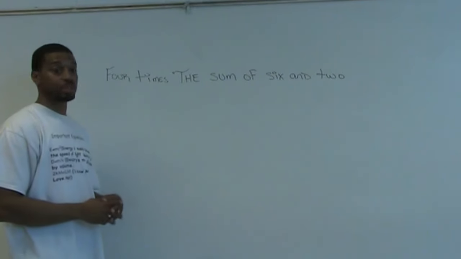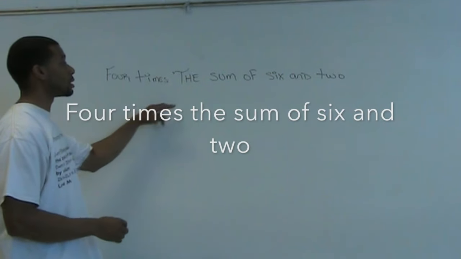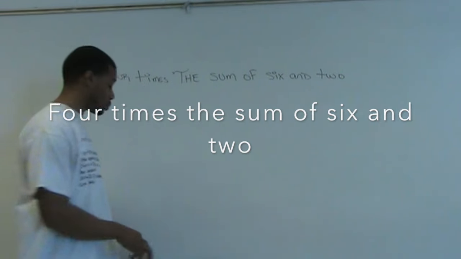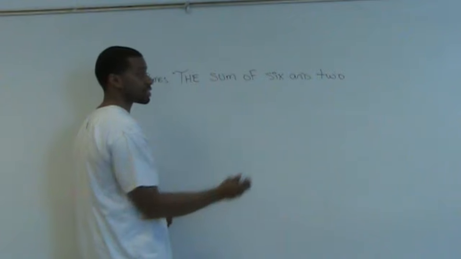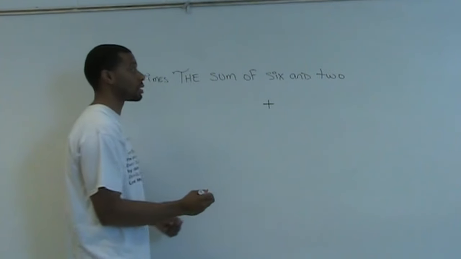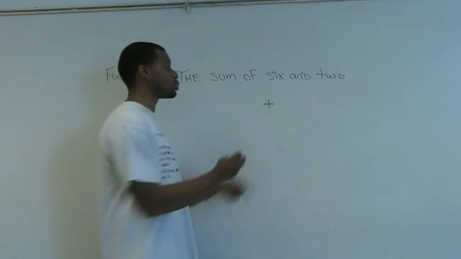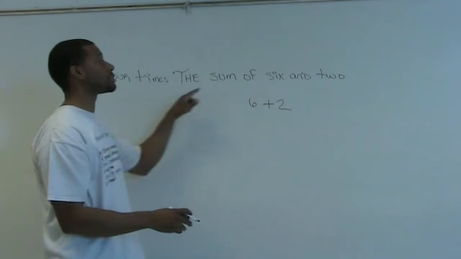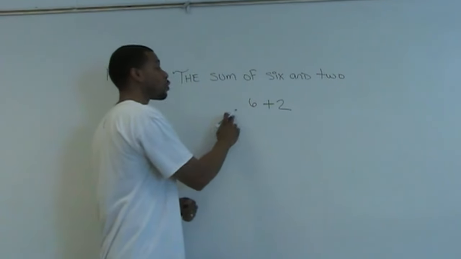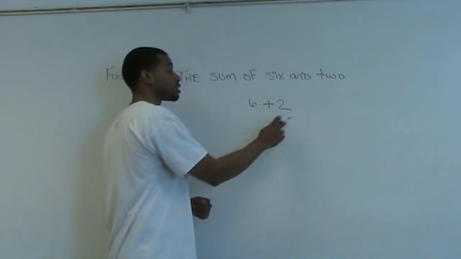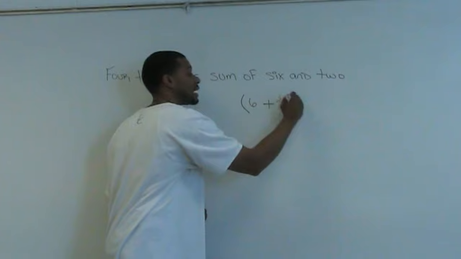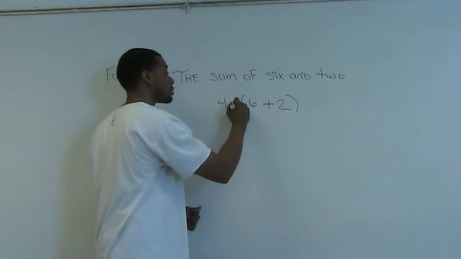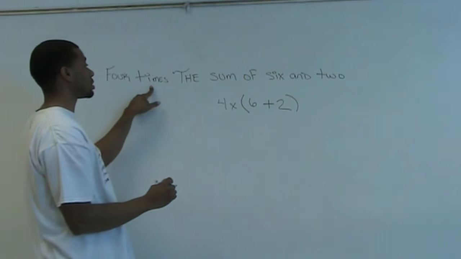All right, our next expression. It says 4 times the sum of 6 and 2. We just finished the sum of 6 and 2, and we said that sum means addition. So we'll add our addition symbol again. The two numbers that we're adding are 6 and 2. It says 4 times the sum of 6 and 2. So it's not 4 times 6. It's not 4 times 2. It's 4 times 6 and 2. So we have to put these in parentheses. And now we can put the 4 on the outside and our multiplication symbol, which is given to us by the word times.